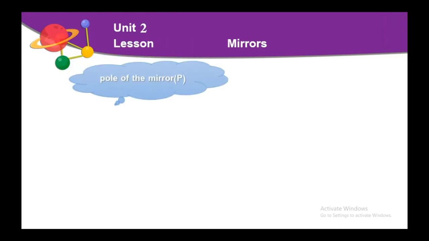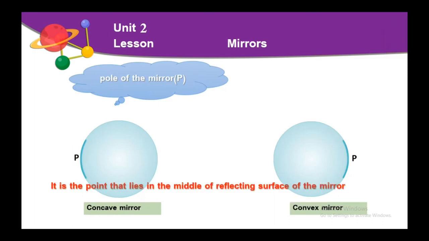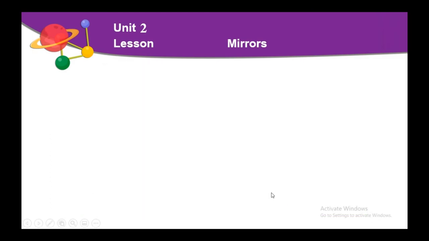Number 2, the pole of the mirror, which can be represented by the letter P. What is the meaning of pole? As you see in the picture, it is the point in the middle of the reflecting surface in the concave or convex mirror. It is the point that lies in the middle of the reflecting surface of the mirror. That is the meaning of pole.